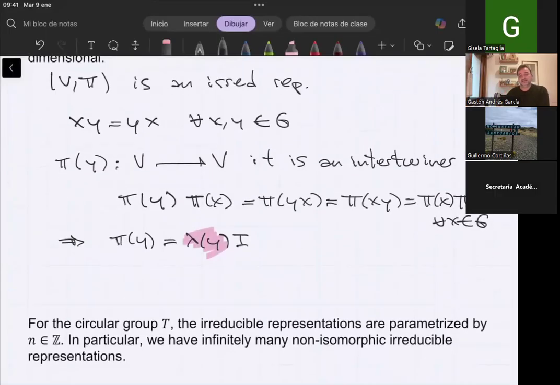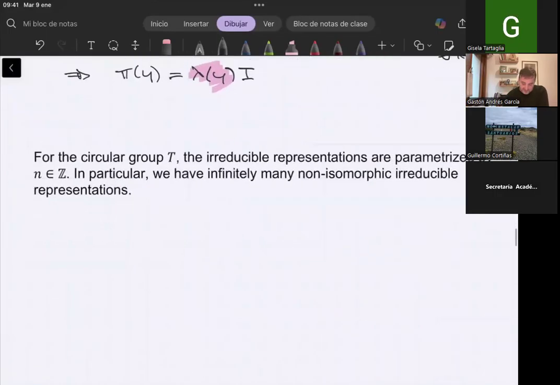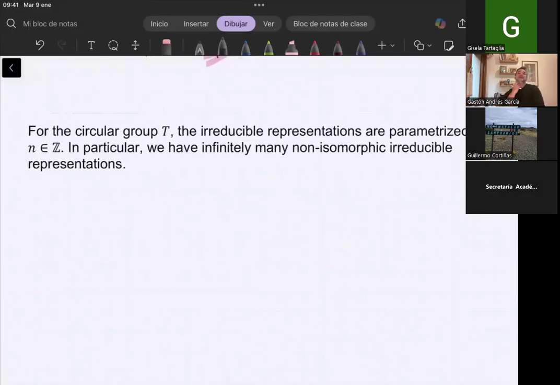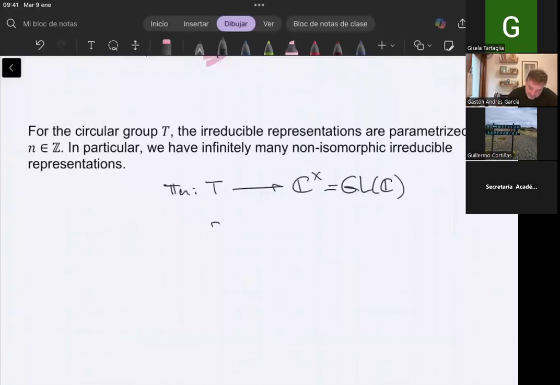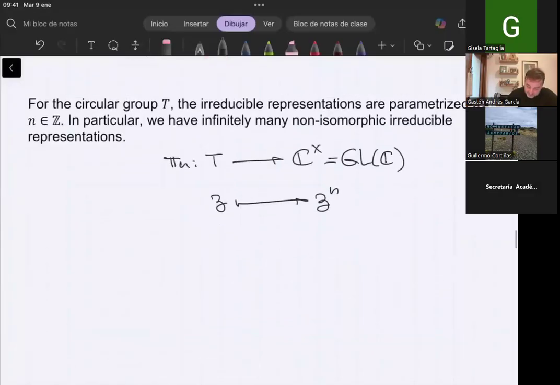So, okay, let's take the circle group. If we take the circle group, the finite-dimensional representations are parameterized by the integer numbers. So the representations, let's call them rho_n, of the circle group to GL_1 of C, these are one-dimensional. It's just that we take any element of the circle group and the representation is taking the power of n.